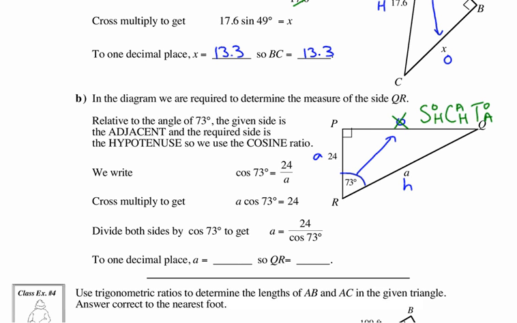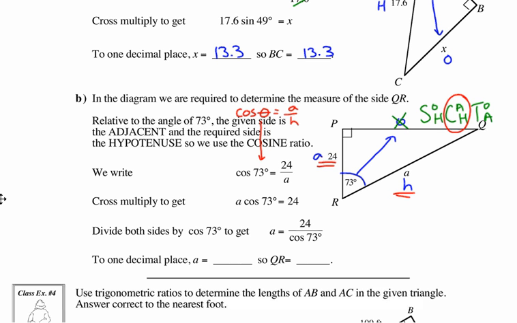SOH CAH TOA. A and H is our cosine ratio. So you start by writing out the formula. You should always actually write your formula. So that's missing. Cos of our angle equals A over H. And then we sub. Cos of 73 degrees, adjacent is 24, hypotenuse is A.